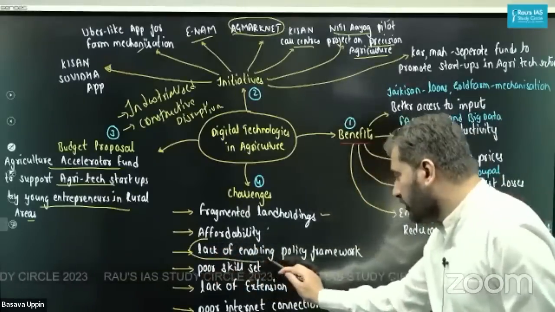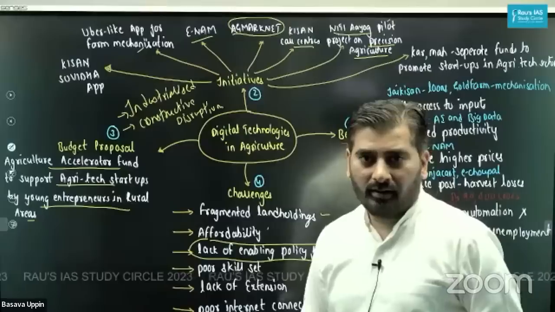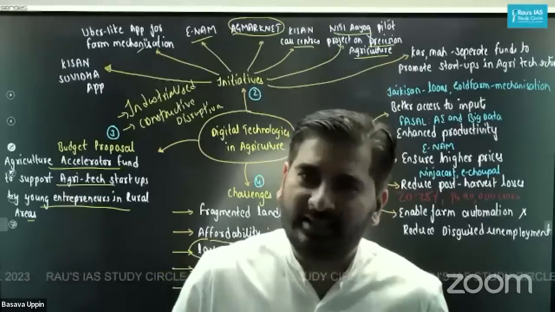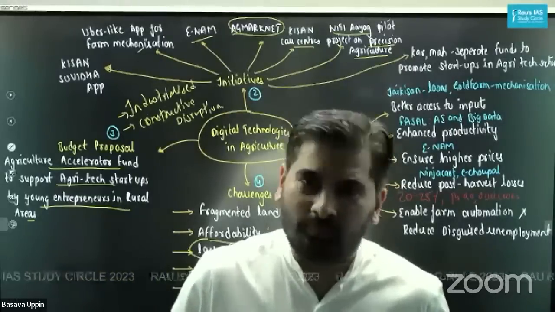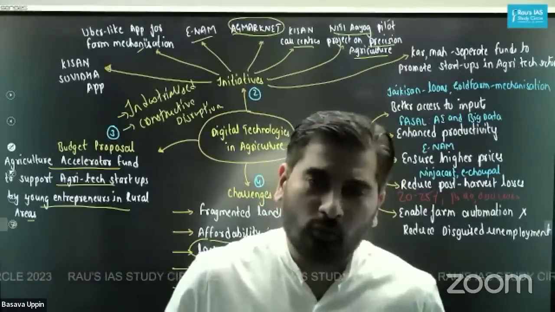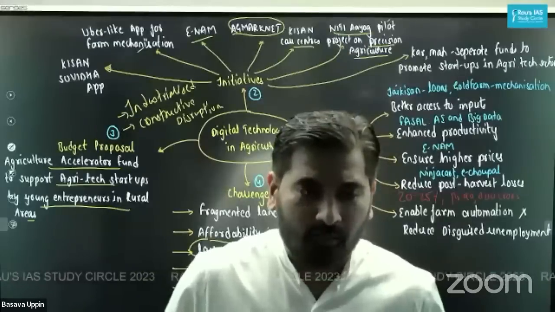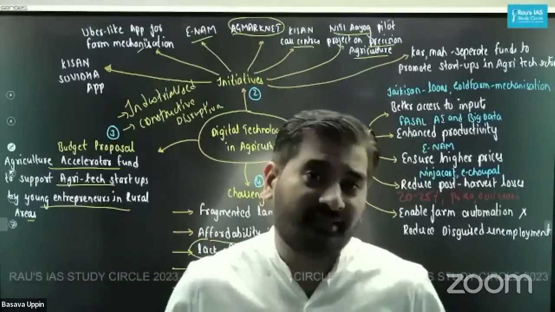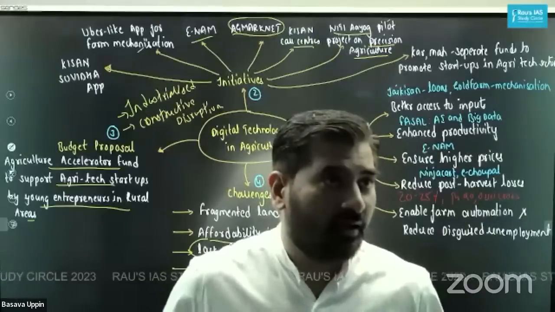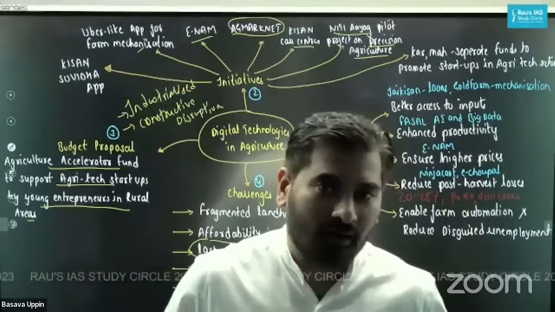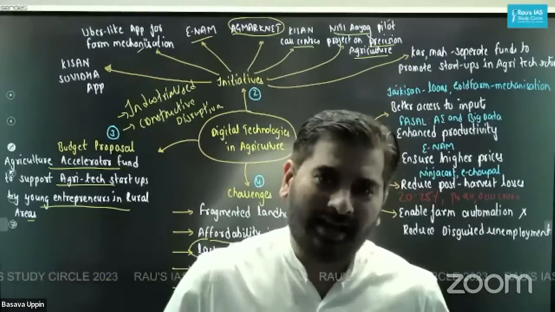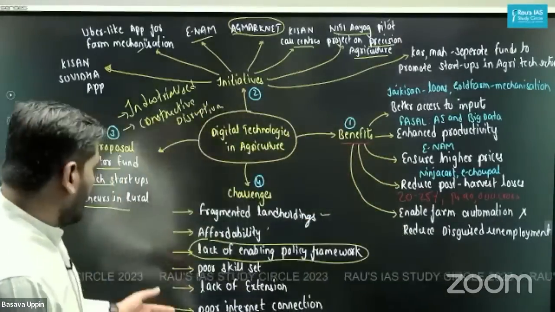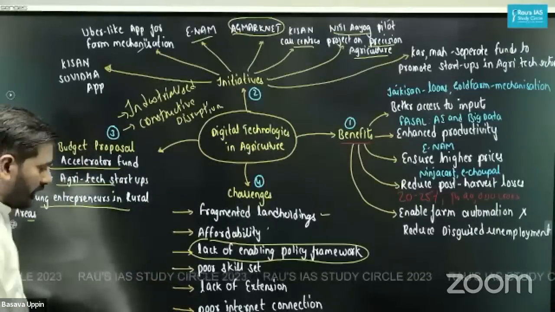And look at this, lack of an enabling policy framework. What is this? When you look at government support to the farmers, the government has always supported the farmers in terms of providing various subsidies on inputs. Like the government provides subsidies with respect to water, electricity, credit, etc. But so far, the government has not come out with a separate initiative to promote adoption of digital technologies in the field of agriculture. So this was a lacuna which was existing since long. To a certain extent, this particular problem has been addressed in this year's budget by setting up a new fund, the accelerator fund. And then we can see other problems such as lack of skill set, lack of extension.